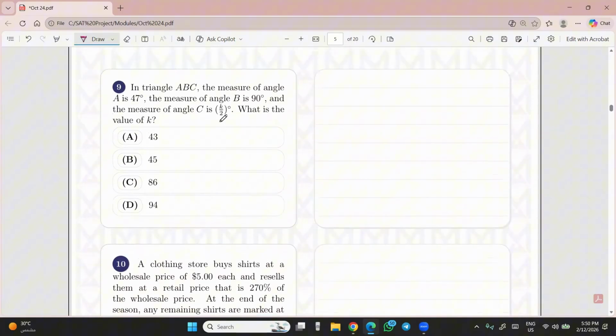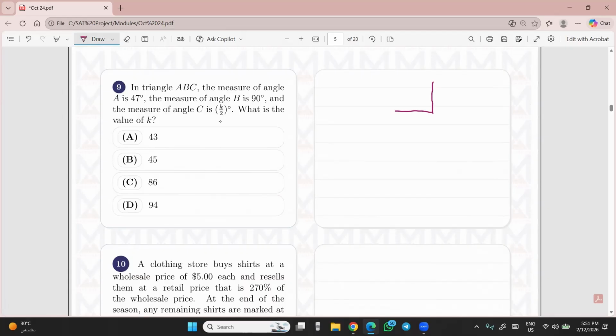Question number 9, in triangle ABC, the measure of angle A is 47, the measure of angle B is 90, and in the geometry question, you need to read the whole question first before graphing anything, before drawing anything. The measure of angle B is 90 degrees, and the measure of angle C is k over 2 degrees. What is the value of k? So you can think about it.